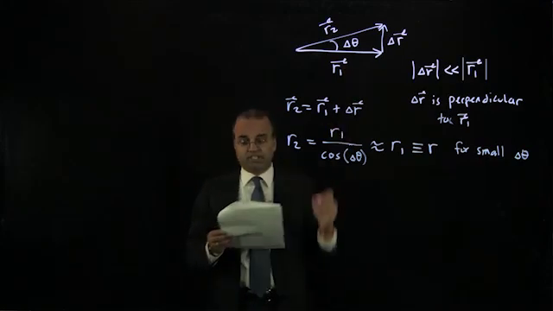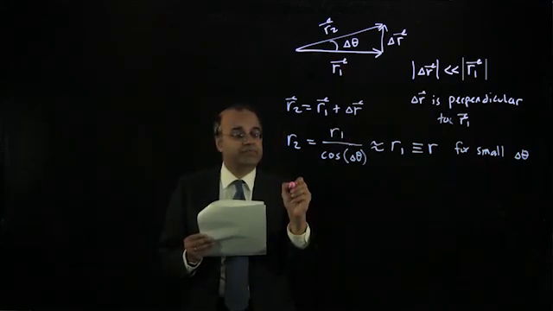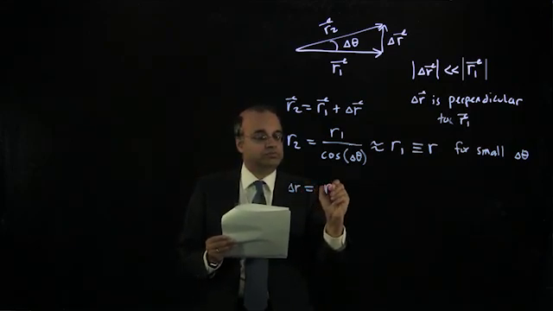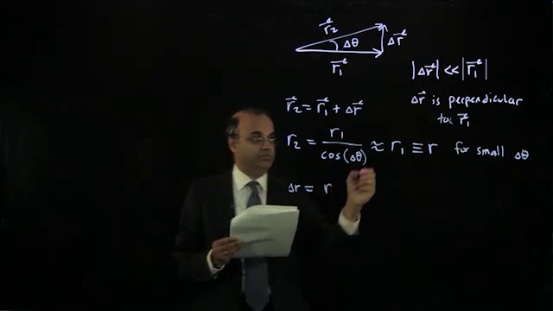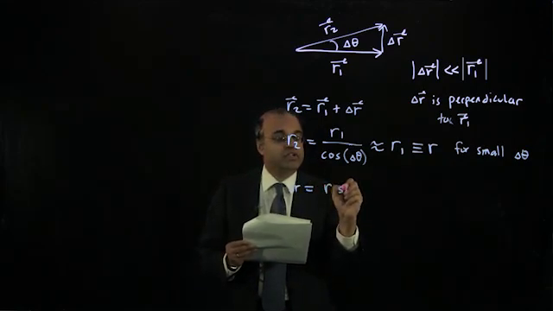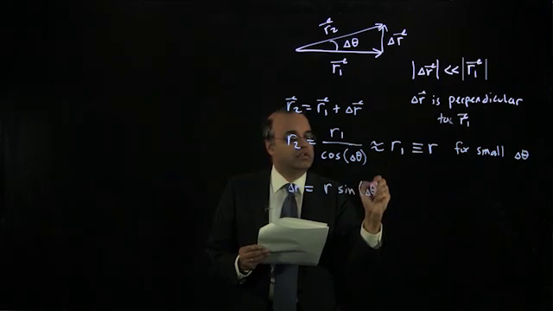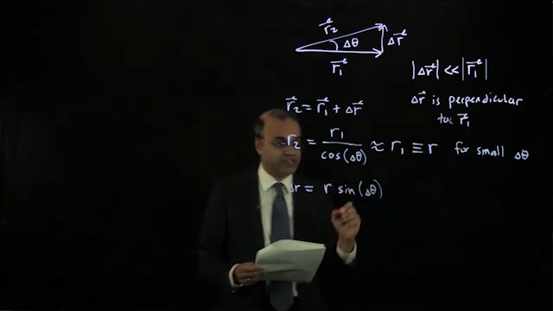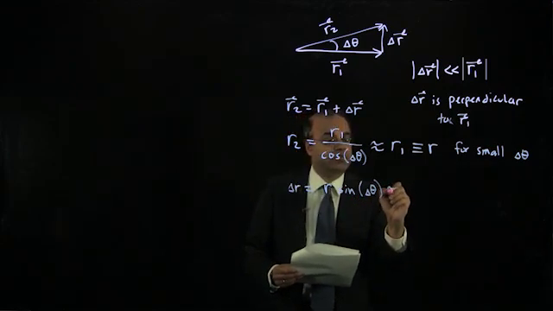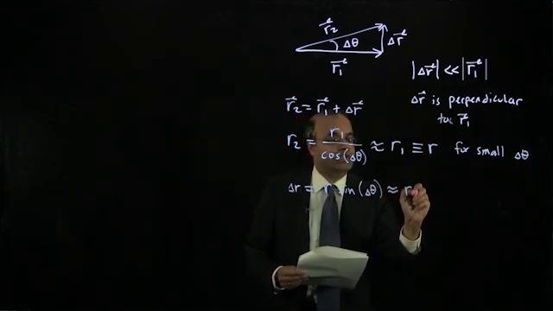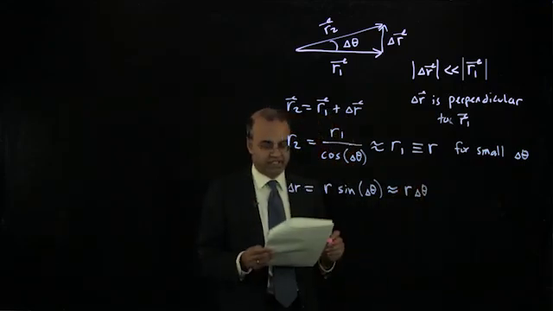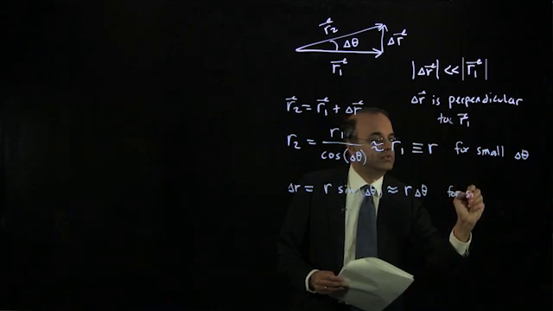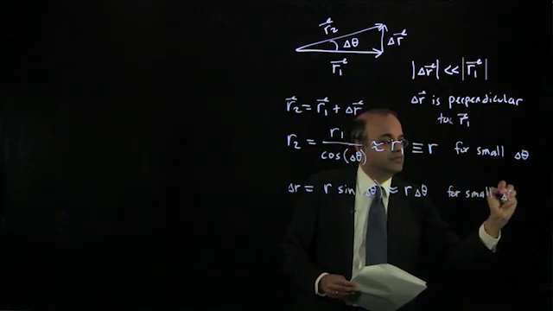In addition, again, looking at this triangle, notice that delta r is equal to r times the sine of delta theta. And again, if delta theta is a small angle, then this is well approximated by r times the angle, delta theta, in radians. And again, this is for small delta theta.